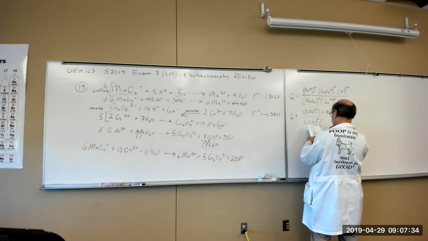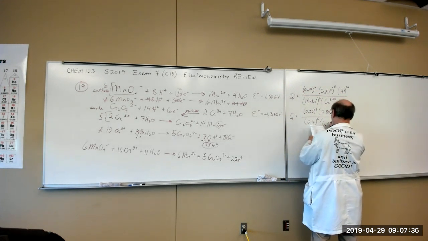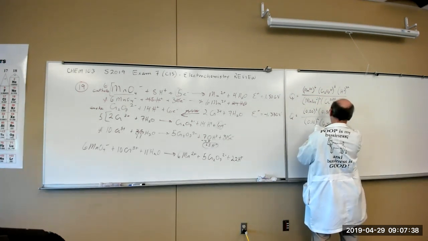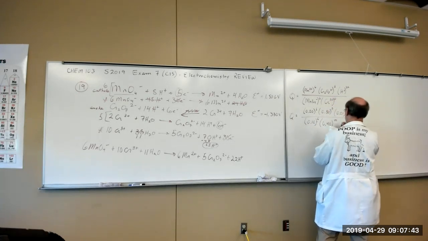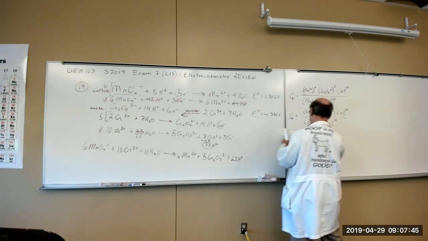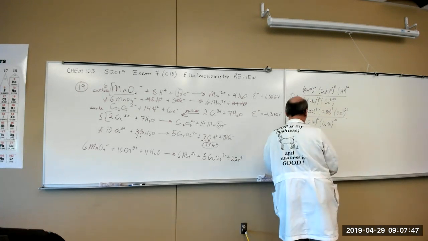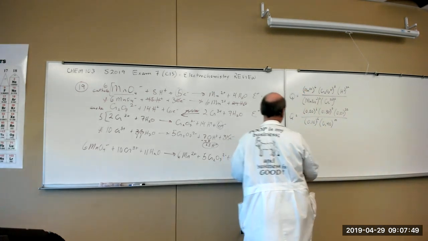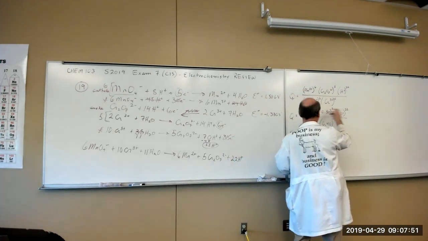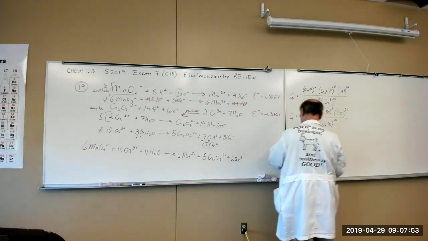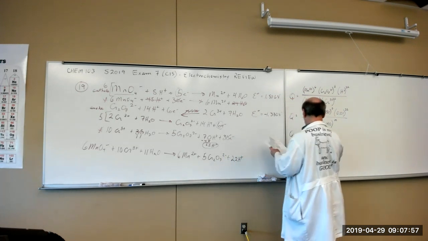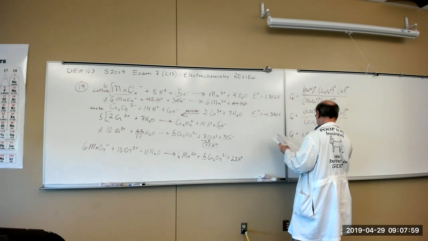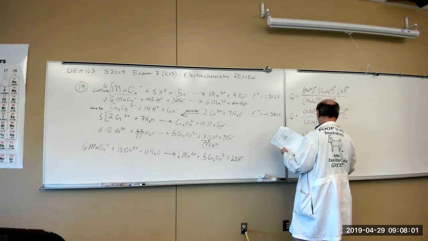And the chromium 3 plus is 0.4. I just left out the molar thing to the 10th power. And then you just resolve those, right? Take your powers, multiply, divide, and we should end up with 1.5 times 10 to the minus 41.